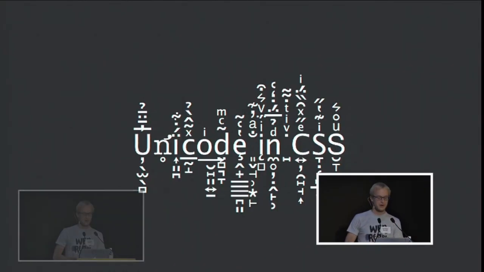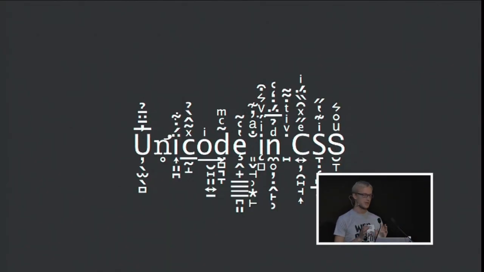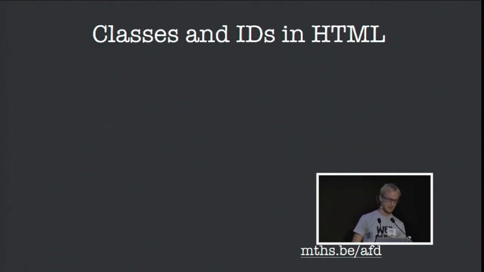OK, if we want to talk about Unicode in CSS, we need to talk about Unicode in HTML too. So let's start there. The first thing you should know is that the class attribute accepts every possible character. Every possible Unicode character is valid in a class attribute value. And it will also work in every browser.